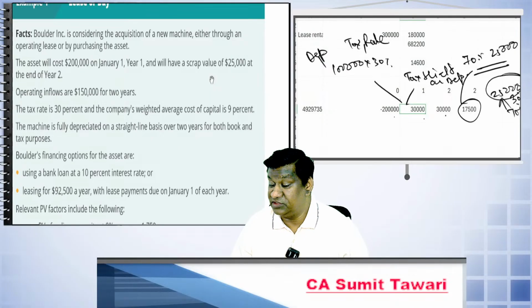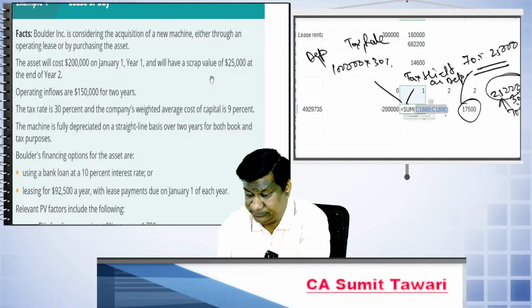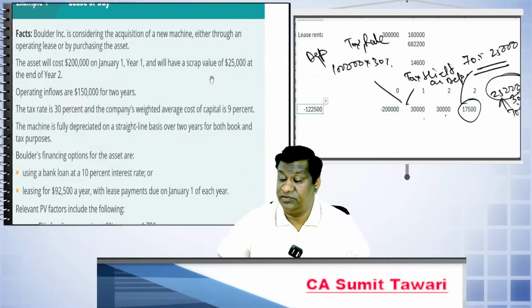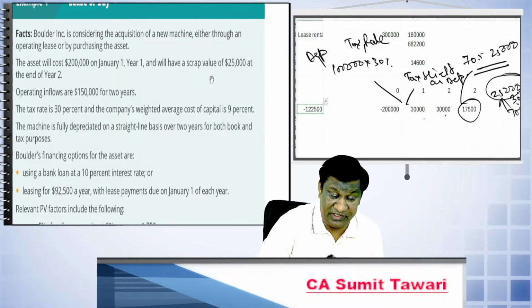Okay, so minus 200,000, 30,000, 30,000 and 17,500. The total is 122,500. Okay, so that is my net outflow if I go with the investment.